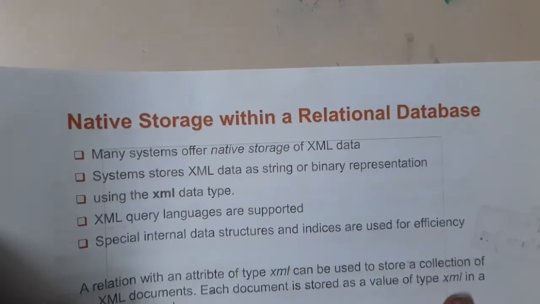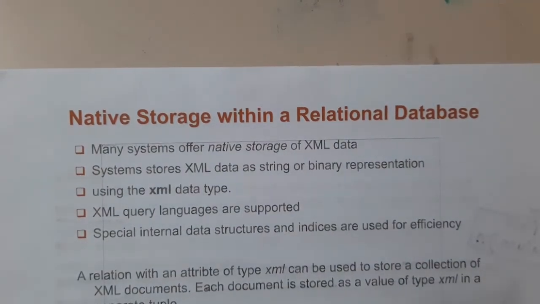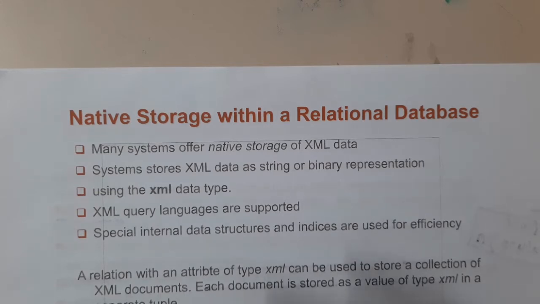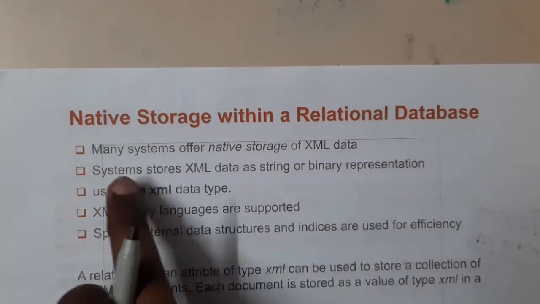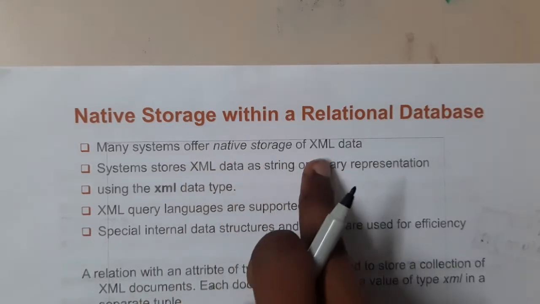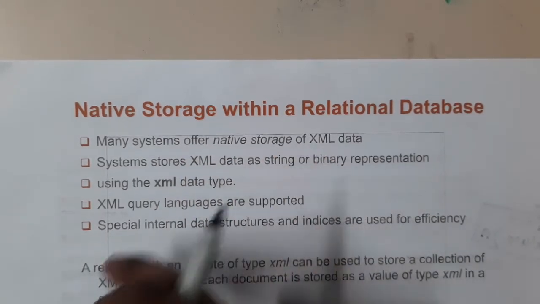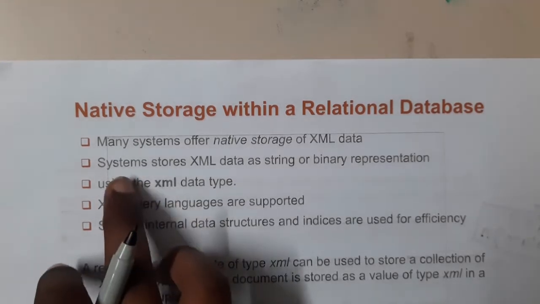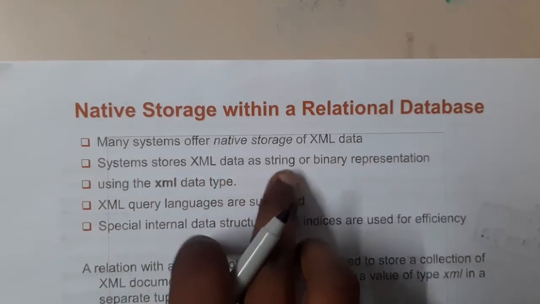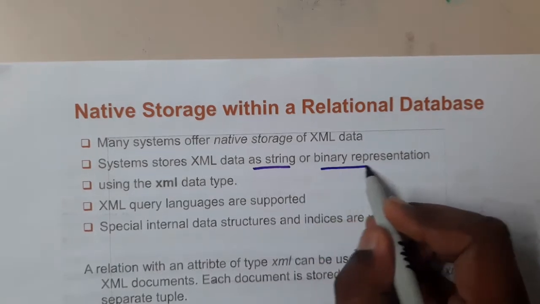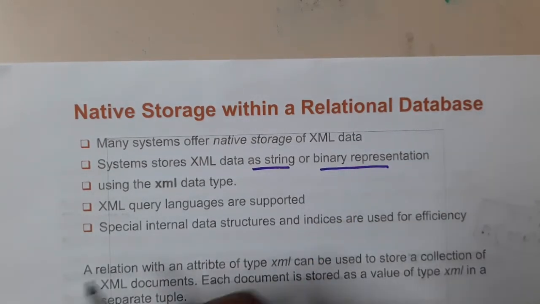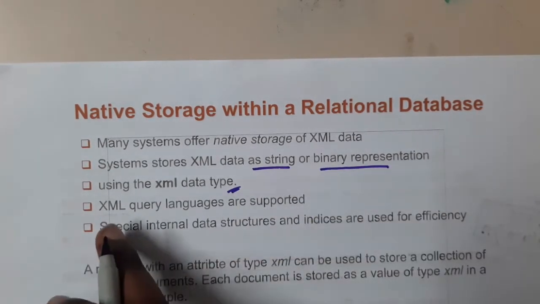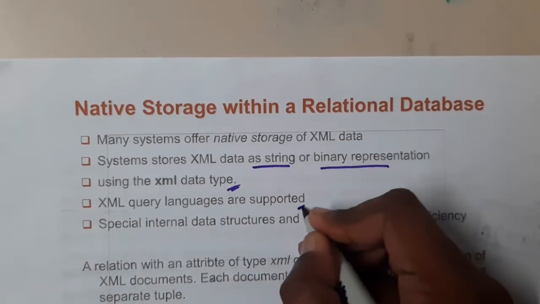The next topic that we'll be discussing is native storage within relational databases. In relational databases, there are some basic offers like how you can store the data. Many systems offer a native storage of XML data, so they do support the direct storage of XML data. The system stores XML data as strings or binary representations, guys. Using XML data types, XML query languages are supported.